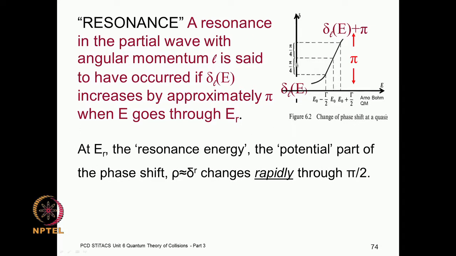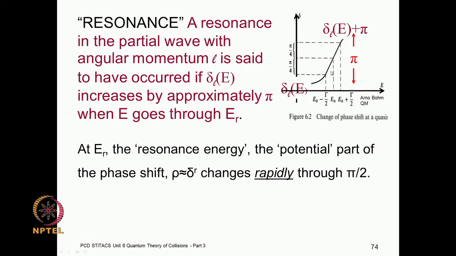So here you have got the phase shift which is changing with energy. E0 is the resonance energy, okay, E0 or E_R. Here it is written as E0 because this figure is from Arno Bohm's book on quantum mechanics, which is a very nice book which I recommend for this topic. So here E_R is the resonance energy, and as you see the phase shift changes rather rapidly between here.